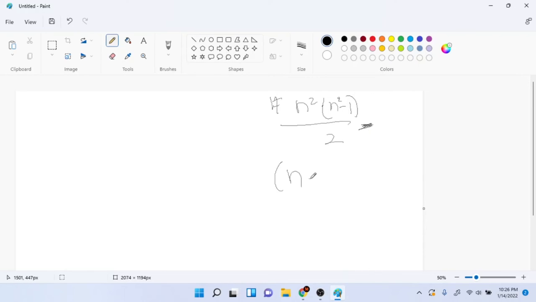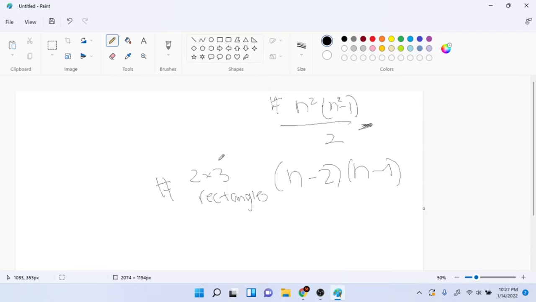So before we lose everything, remember our total was n squared times n squared minus 1, over 2. This is our total, and then we have to subtract the number of 2x3 rectangles, and also the number of 3x2 rectangles, right? Our math equation was n minus 2 times n minus 1. So this is the number of 2x3 rectangles, okay?